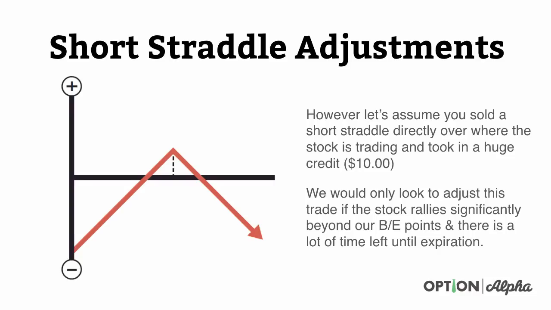So if the stock is still moving within a $10 range up or down, you're not really going to adjust the short straddle. You're still going to play the volatility assumptions and bets that we have on lower volatility. You're still going to play that. But if the stock really starts moving beyond our break-even points, or significantly moving outside of our break-even points, and there's a lot of time left, then we can start making adjustments.